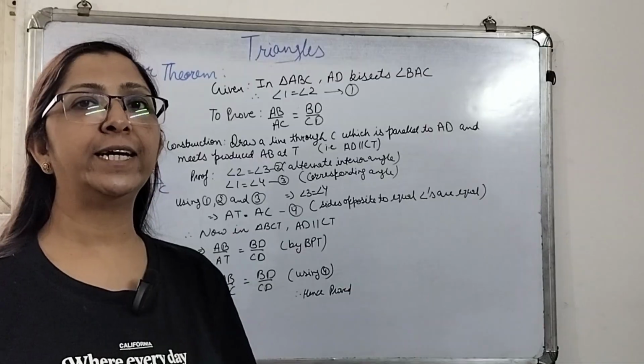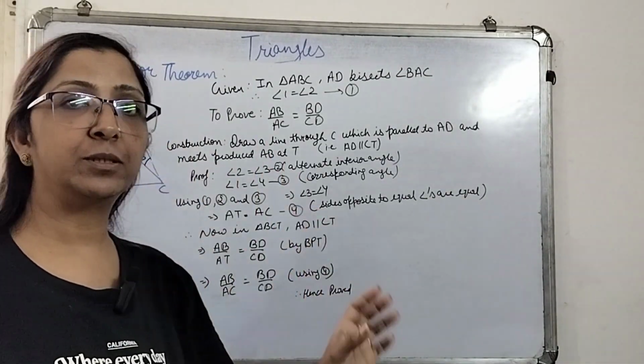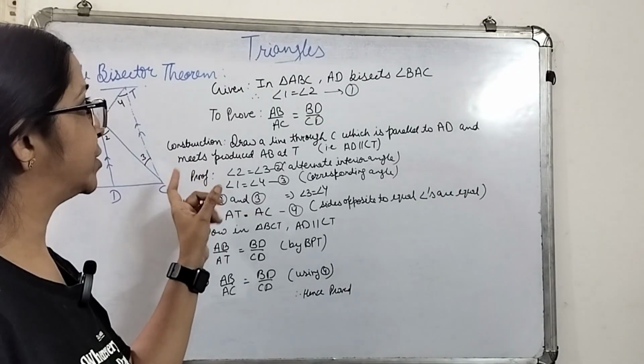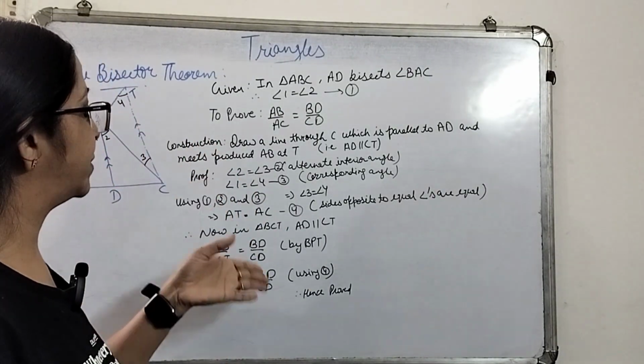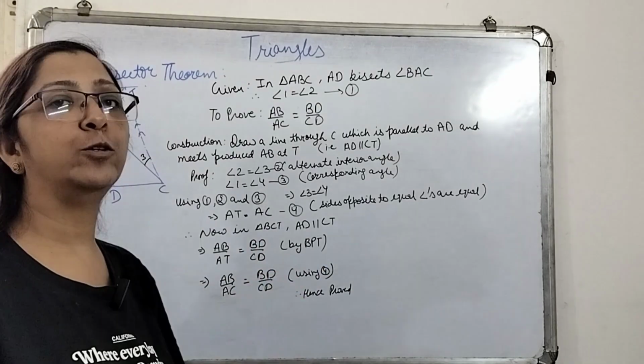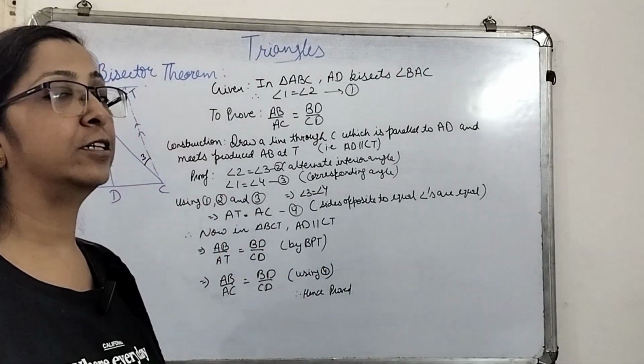Now let's see what the angle bisector theorem is. Although there is no such theorem written in the book, it is a part of a question only. There is a question in the exercise which is solved by this method only. This is the solution for that question, but it is even known as the angle bisector theorem.